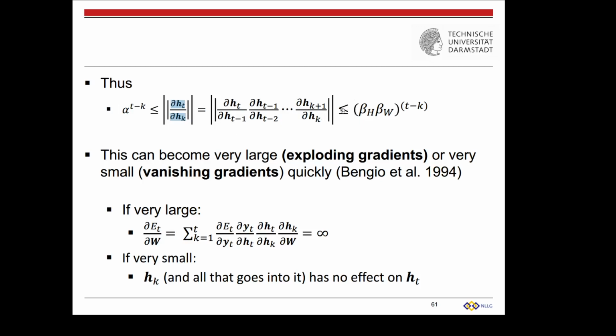So the whole thing is less than or equal to beta_h times beta_w to the power t minus k, right? And now we are already there. So we have our first result, achieved not by rigorous mathematics, but by kind of intuitionist mathematics, and it says that we can get vanishing gradients. And how do we get vanishing gradients? Well, if this product here is smaller than 1, beta_h times beta_w is smaller than 1.